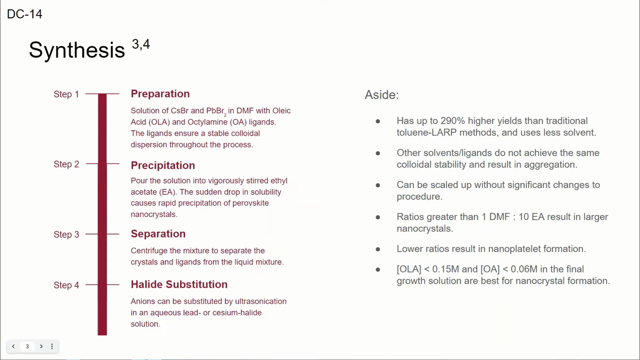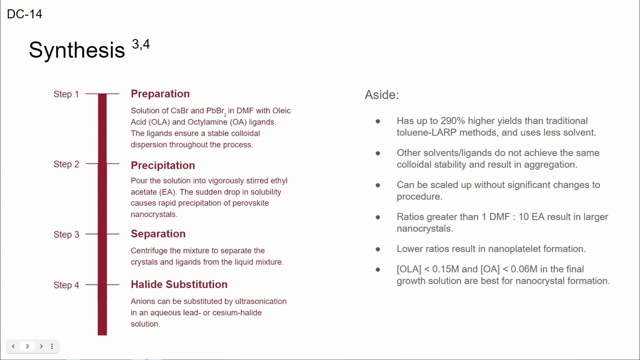First, salts of cesium bromide and lead bromide were dissolved in dimethylformamide, or DMF, which is a polar solvent. The solution was prepared with oleic acid and octylamine, which are ligands that ensure a stable colloidal dispersion of particles. Then the resulting solution is poured into vigorously stirring ethyl acetate, a solvent in which the salts have poor solubility. The sudden drop in solubility causes rapid precipitation of the salts as nanocrystals. Finally, the mixture is centrifuged to separate the crystals from the ligands.